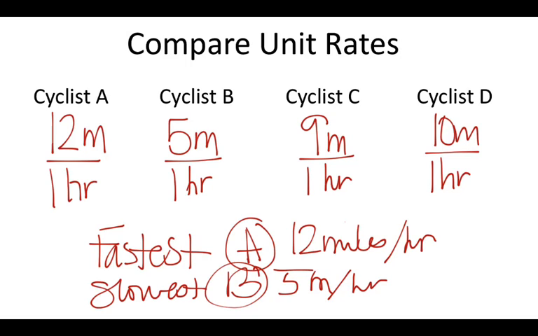And then it says you would need to explain how you got that. So that's up to you, how you would explain that. You could say I found the unit rate for each cyclist, and whoever had the largest amount of miles was the fastest. Lowest amount of miles was the slowest. And that's it.